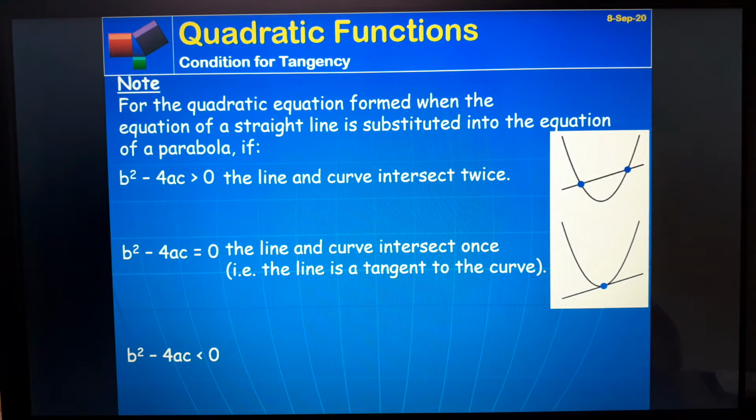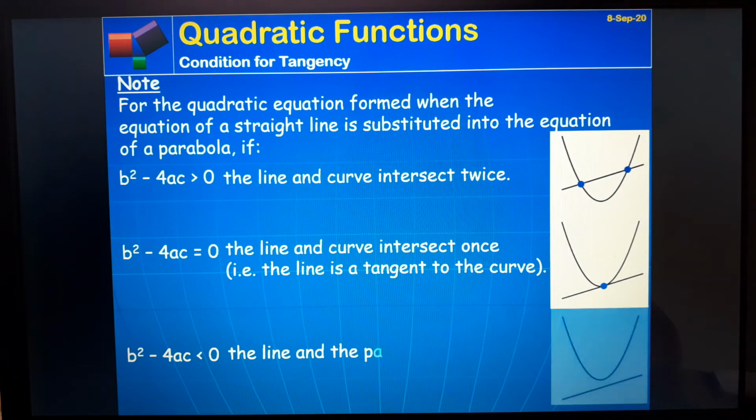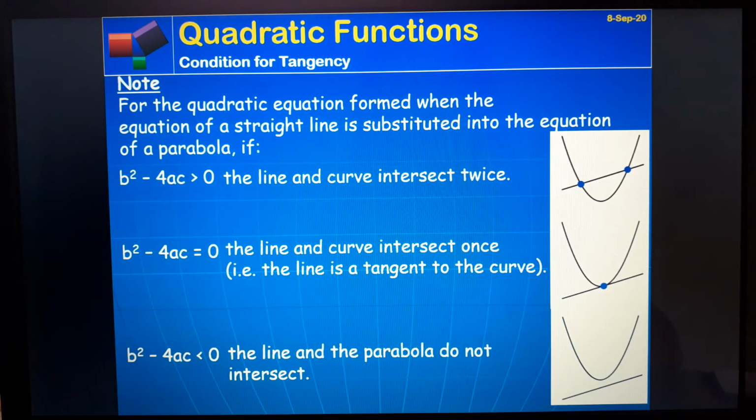The discriminant is less than 0. That would normally be no real roots. That would mean in this context that the line does not even touch the parabola at all. They do not even intersect.